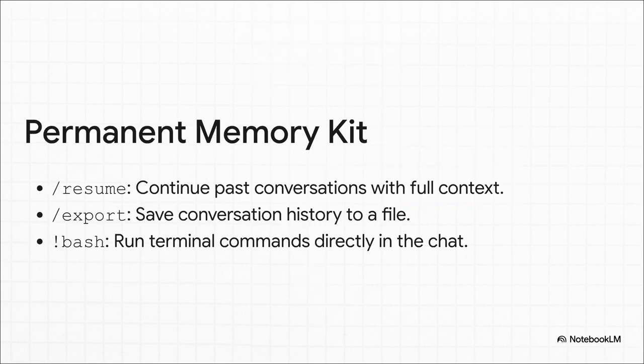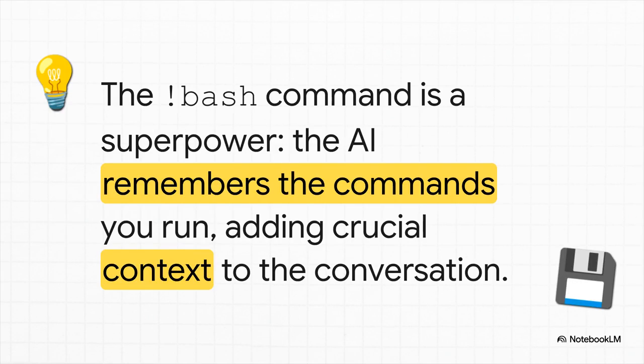So here's your toolkit to fix that forever. The /resume command is basically a time machine. It lets you jump right back into any past conversation with all the context perfectly intact. /export lets you save that memory to a file, maybe to share with a teammate. And then there's the /bash command, which is kind of a secret weapon. See, bash isn't just a convenient shortcut. Every single command you run through it gets added to the conversation's memory. The AI sees what you're doing, it sees the output from the terminal, and it uses all of that information to build an even deeper, more accurate picture of what's happening in your project.